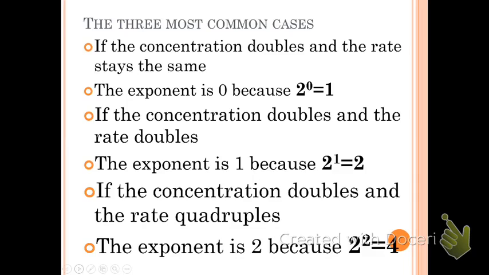Is it only doubling? No, sometimes we can actually triple the concentration. And if I triple the concentration but nothing changes in the rate between the 2 experiments, then it's going to be 3 to the 0 power, which is equal to 1. If I triple the concentration of that reactant and my rate triples, then it would be 3 to the first power, because that's equal to 3. And if I triple my concentration and I find that the rate change is a factor of 9, then it would be 3 to the second power, because 3 to the second power is equal to 9.